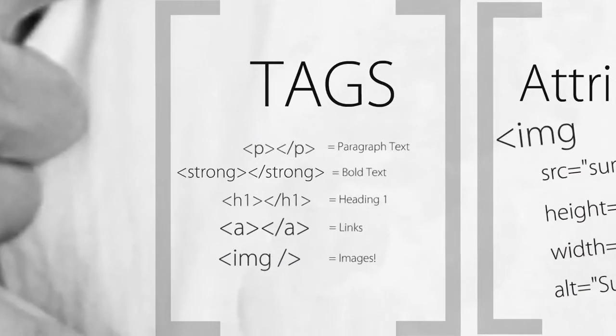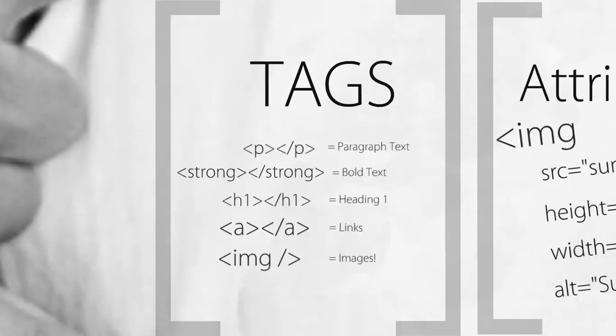Let's have a look at a tag now. So P start, P end. What does paragraph mean? Paragraph means the main text in your website. For example, you have a title and the description. So P means paragraph text. Now strong is like bold text, and that's good for something called SEO, which means search engine optimization. Then we've got H1, which is headings, and A, which is links. And we've got images.